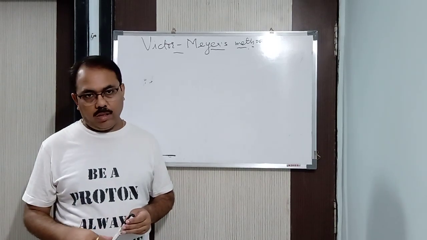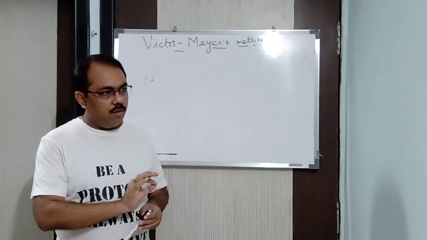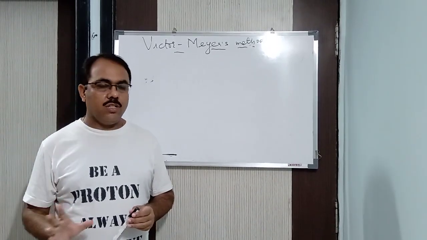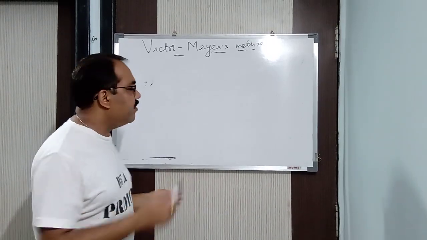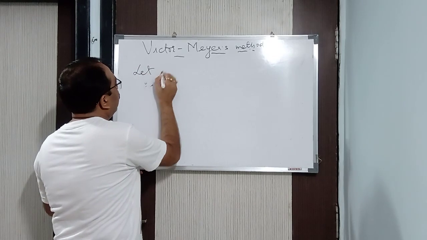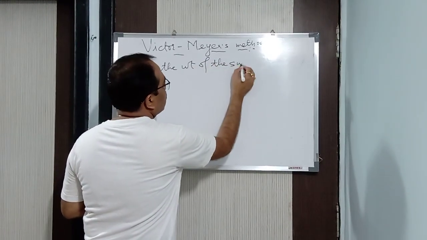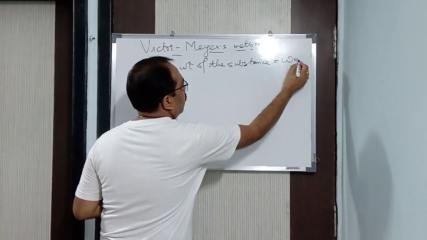Point number one: it is used to calculate the molecular mass of a substance. This method is used to calculate the molecular mass of a substance which is volatile in nature. Okay. Now, how will you do so? You will take the known weight of a substance. You will weigh the substance. Let us say it is W gram.